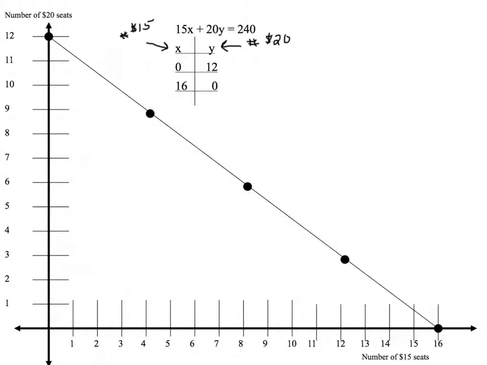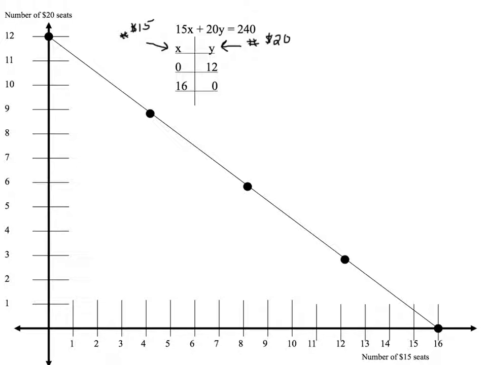Once again, for the sake of time, I've already graphed this, but I do want to point out a couple of things. Notice that I did label the axes. The number of $15 seats is on the X, the number of $20 seats is on the Y. And then I also determined my scale. For this particular one, I really could count by ones for both the X and the Y, so you can see that. And now I put in my points.